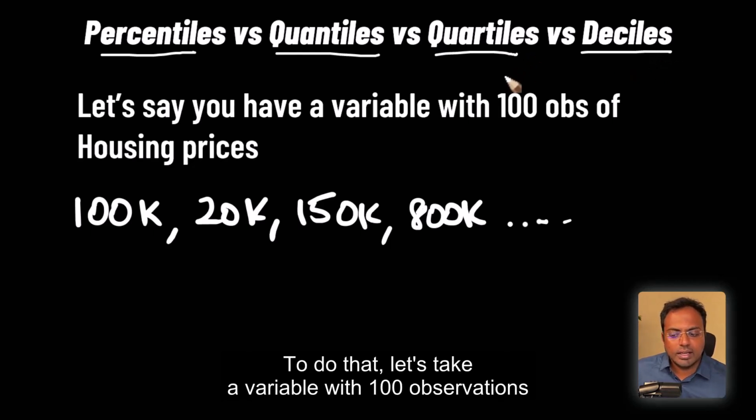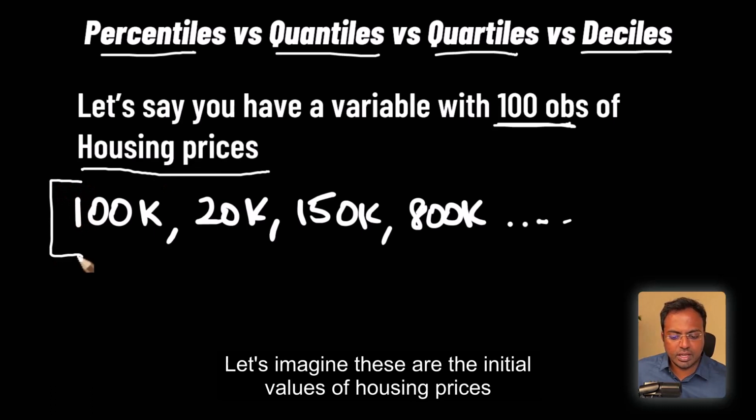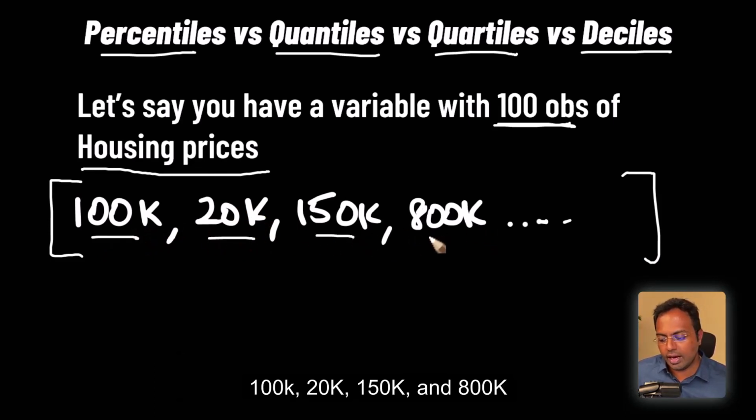To do that, let's take a variable with 100 observations. To make it simple to understand, let's take 100 observations of housing prices. And let's imagine these are the initial values of housing prices. There are 100 observations out of which I have written the first 4 observations: 100K, 20K, 150K and 800K.